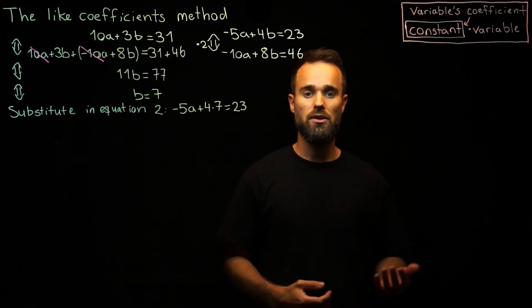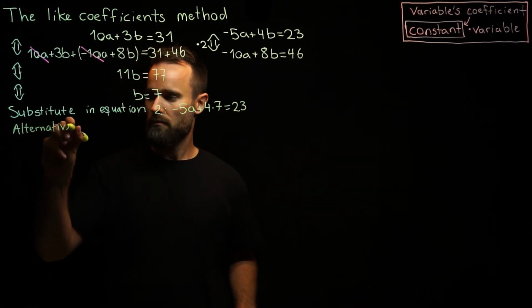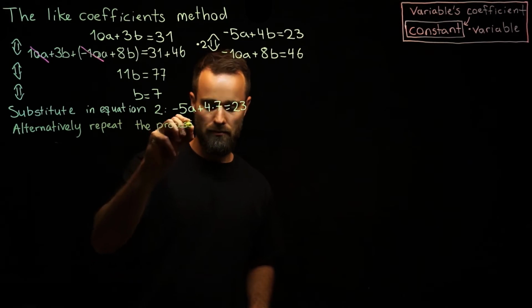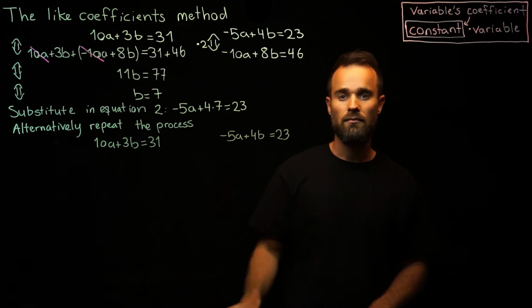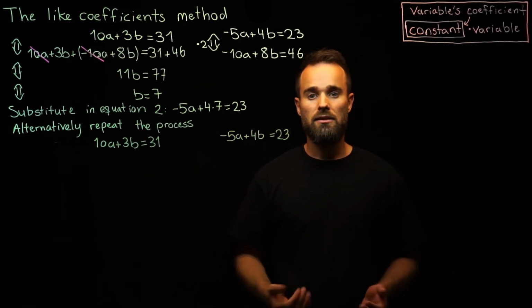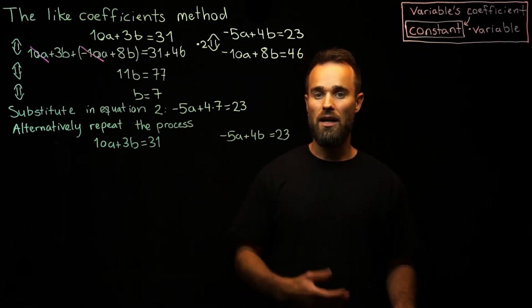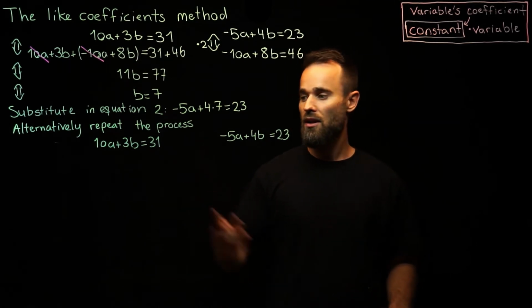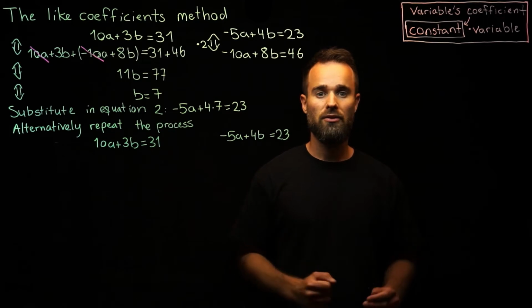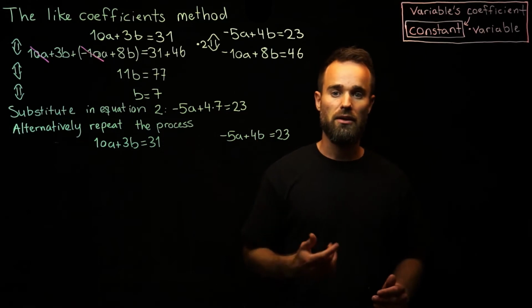Alternatively, we can repeat the process and eliminate b instead. To make b's coefficient the same in both equations, it's similar to finding the common denominator of two fractions. A possible like coefficient for b is the product of the coefficients. 3 times 4 equals 12, which can be obtained by multiplying the first equation by 4 and the second equation by 3.